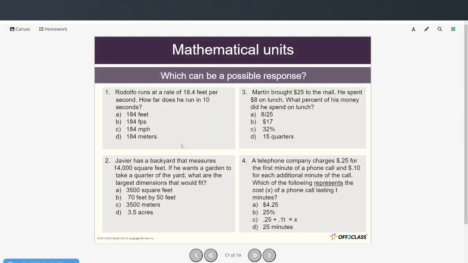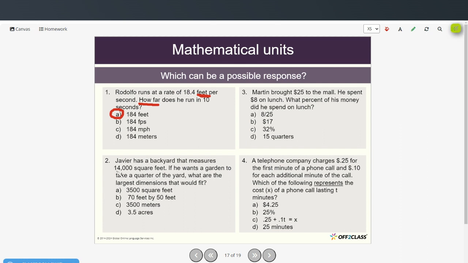Rodolfo runs at a rate of 18.4 feet per second. How far does he run in 10 seconds? So here, how far, we know that feet is the measurement that we're using. So you would know the answer has to be in feet, so it would be 184 feet.